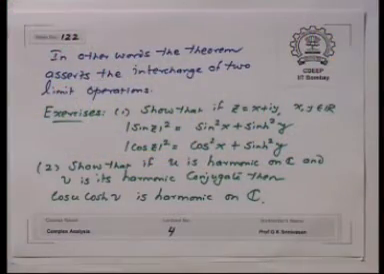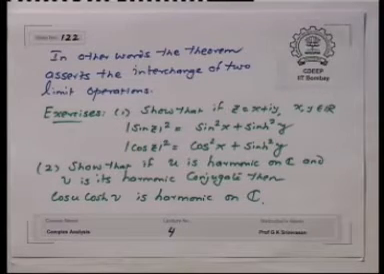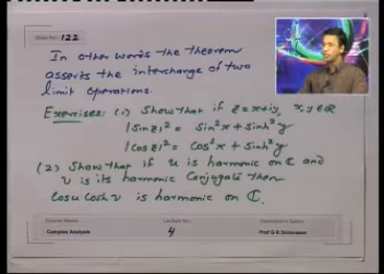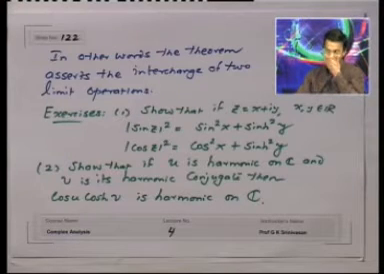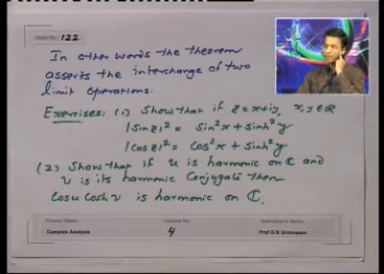Some exercises for you now. Show that if z equals x plus iy, then mod sine squared z is sine squared x plus sinh squared y, and mod cos squared z equals cos squared x plus sinh squared y.